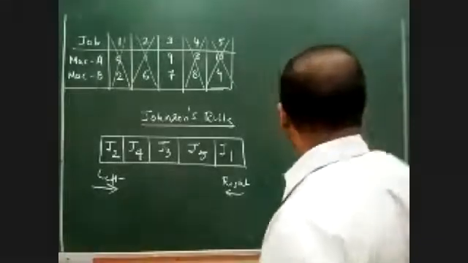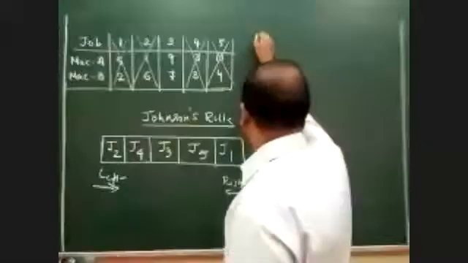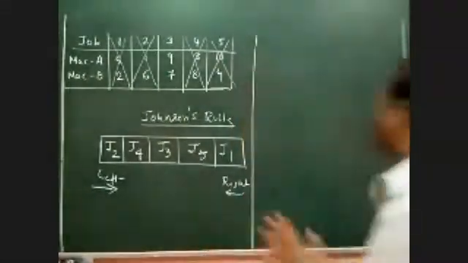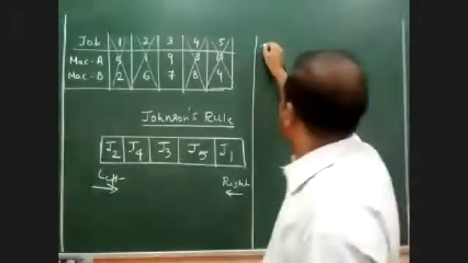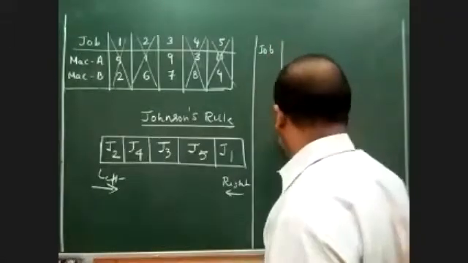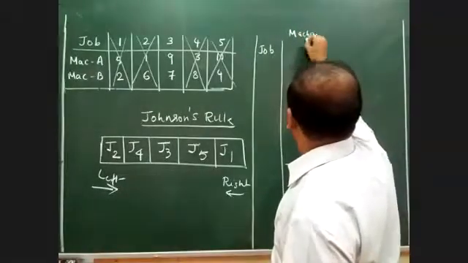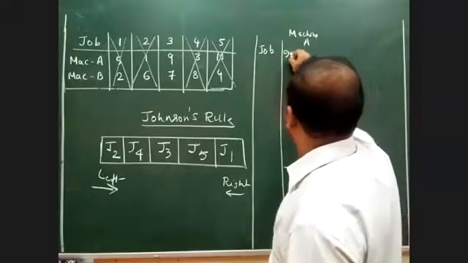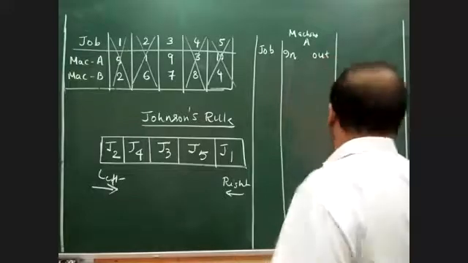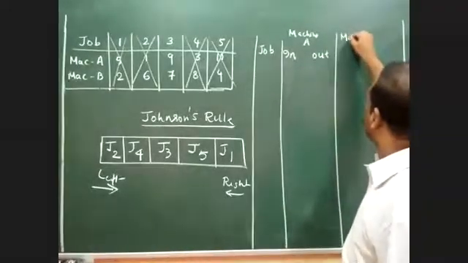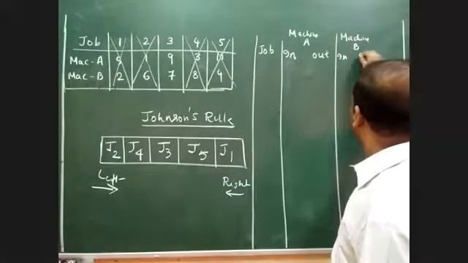Okay, you can just use the same table or a similar type of table when you solve the problem also. Now I have to write a table. In the table, the first column should always be job. Then I am supposed to write machine A. Under it there will be two columns. One is called in and the other is called out. Next is machine B. Again there are two columns in that. One is in and the other is out.